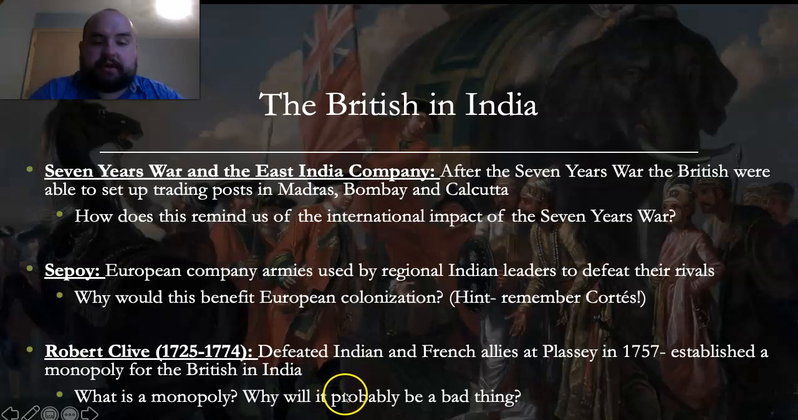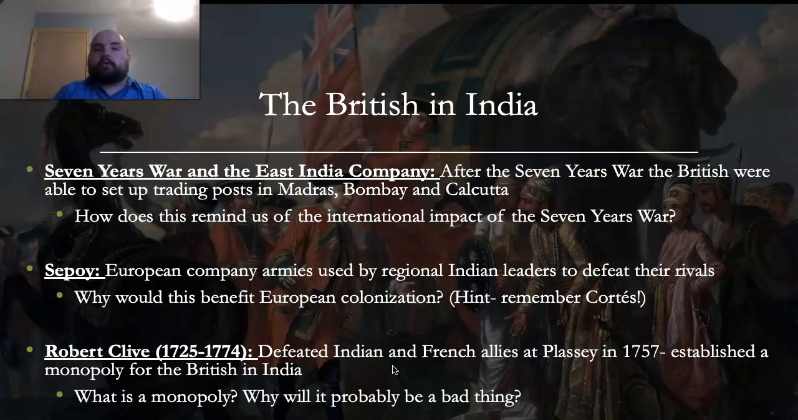As this example shows, monopolies are often a bad thing because once a business has no more competition and has complete access to the market, they can essentially do whatever they want because you have no one else to turn to and no one else to buy from. Now that the British have no competition for their colonies and business in India, they can essentially do whatever they want and treat the locals however they want because the local Indians have no one else to turn to.